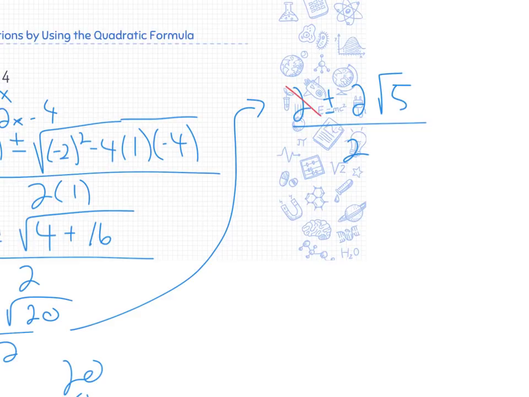And then notice that they all have a 2 in common, so 2 goes into 2 once, 2 goes into 2 once, and 2 goes into 2 once, leaving us with 1 plus or minus the square root of 5. And since 1 and root 5 are not like terms, we cannot combine them, so that then is your final answer.